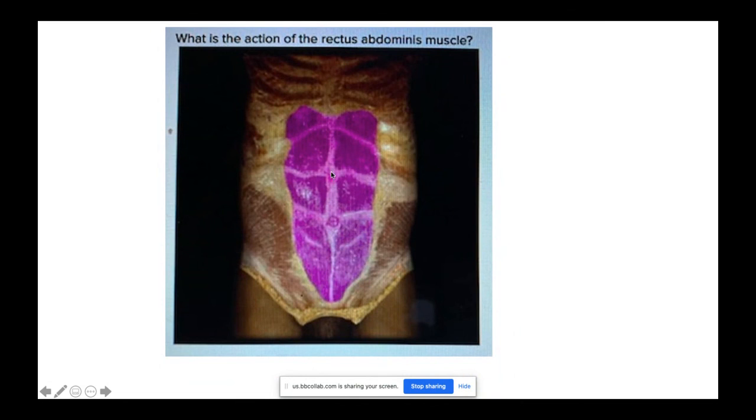Okay, what is this? What is the action? Well, we know it's the rectus abdominis, and its primary function is to flex the trunk. You have these oblique muscles. These will rotate the trunk.